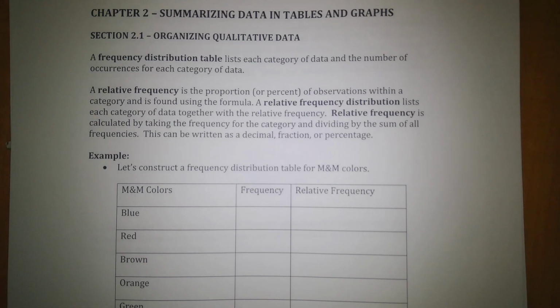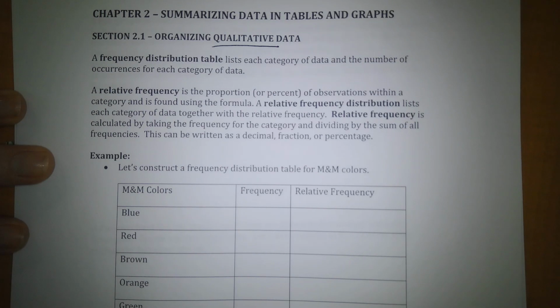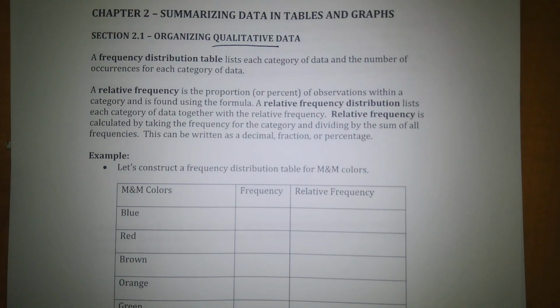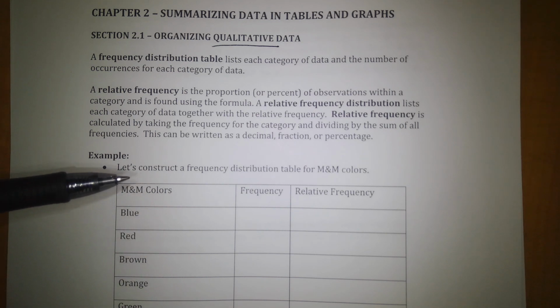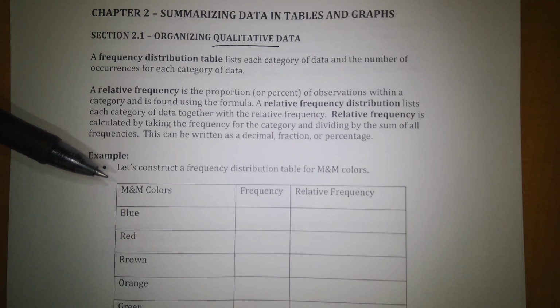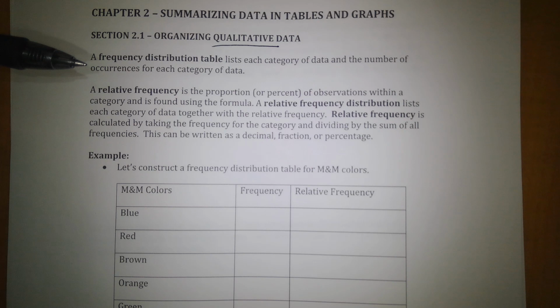And remember, back from the previous chapter, we discussed the differences between qualitative and quantitative data. Qualitative data is simply just categories. In other words, they cannot necessarily be ordered. In this particular example that we're going to show, we're going to do a distribution of qualitative data of M&M colors. In this table, we're going to be discussing how we can create what's called a frequency distribution table.